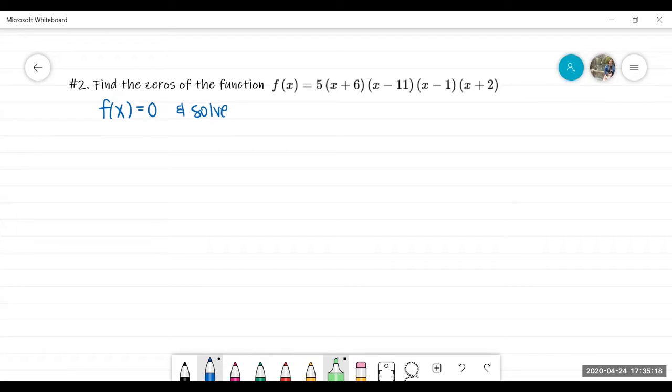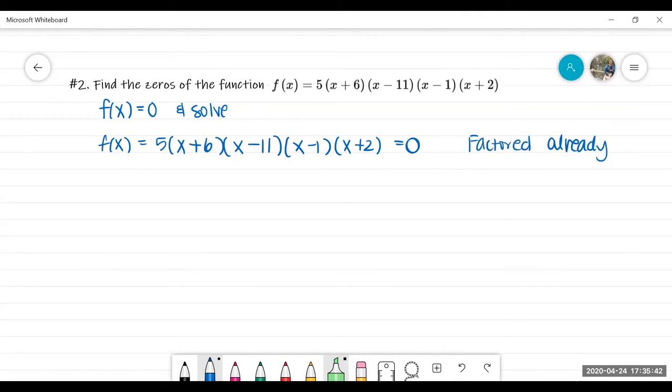Okay. So in our case, we're going to say f of x, which is 5 times (x plus 6) times (x minus 11) times (x minus 1) times (x plus 2), we're going to set that equal to 0. This function is already very nicely factored for us, right? Which is very kind of this question. So all we have to do is apply the zero product property, which means that each of these factors, these groups in parentheses, get set equal to 0. That's what the zero product property says.